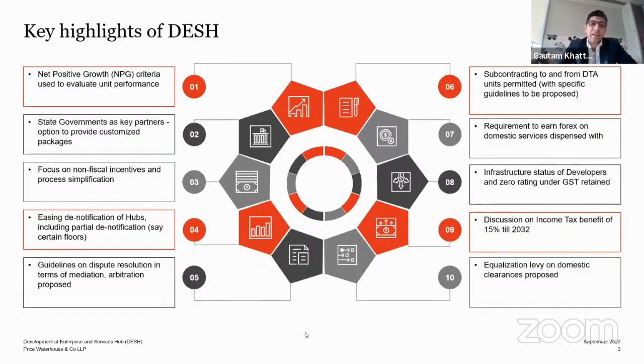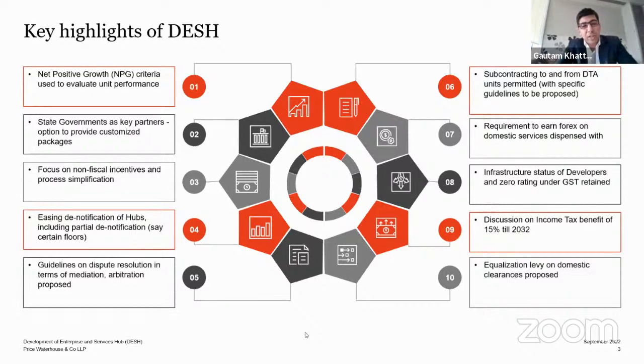However, the current understanding is that this equalization levy is not likely to come in. While it was part of the initial discussion, based on industry representation, this may have been dropped, which is likely a benefit for the industry because this again goes against the main concept of the DESH bill, which is providing greater market access. So this was a dampener which hopefully should not be there.